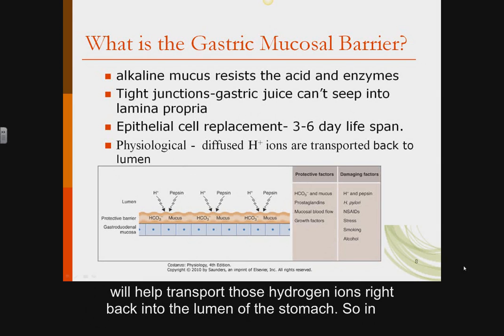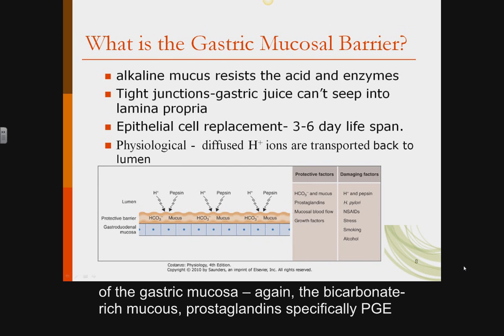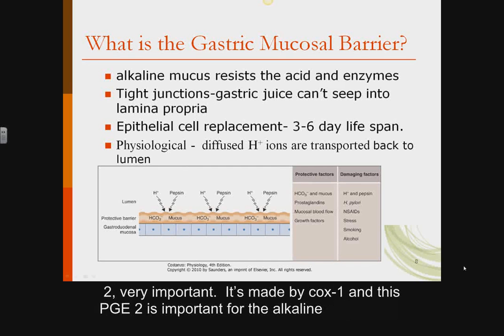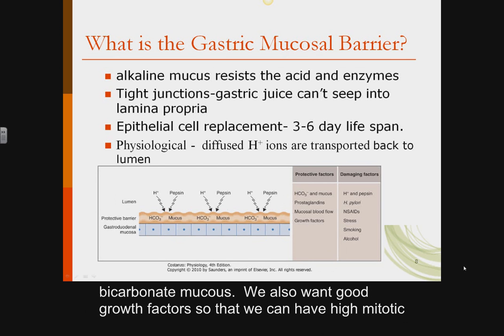In the bottom picture here on the right side, I'm listing the protective factors of the gastric mucosa. Again, the bicarbonate-rich mucus and prostaglandins, specifically PGE2, are all very important. PGE2 is made by the COX-1 enzyme, and this is important for the alkaline mucus that is produced. If you disrupt the PGE2 synthesis, you're not going to get enough bicarbonate mucus. We also want good growth factors so that we can have high mitotic turnover.